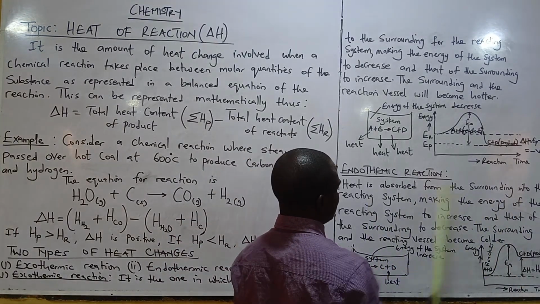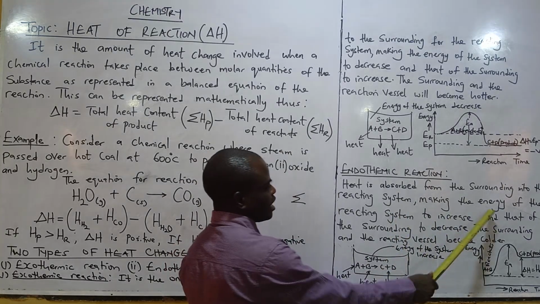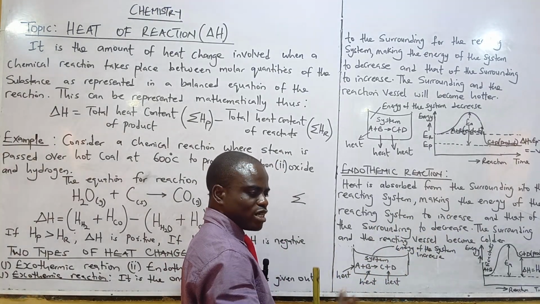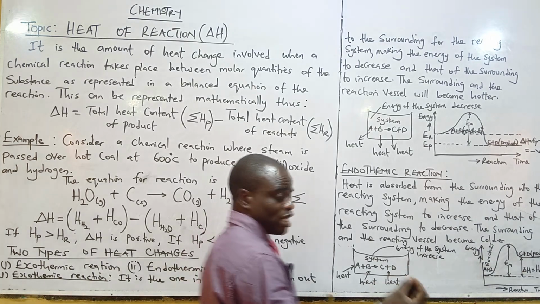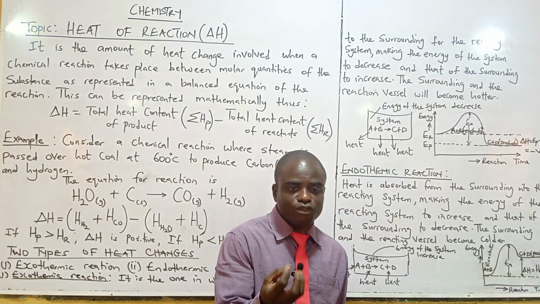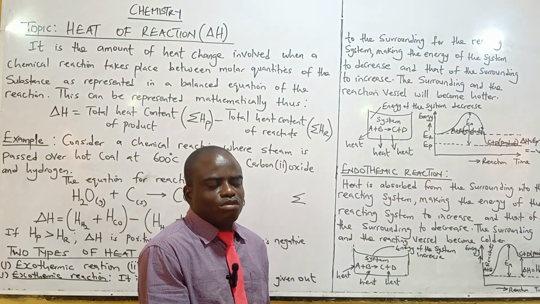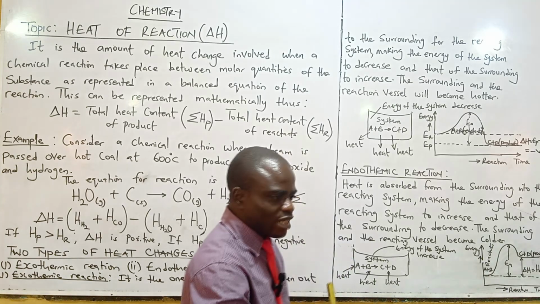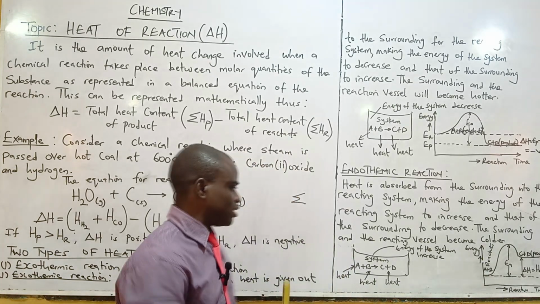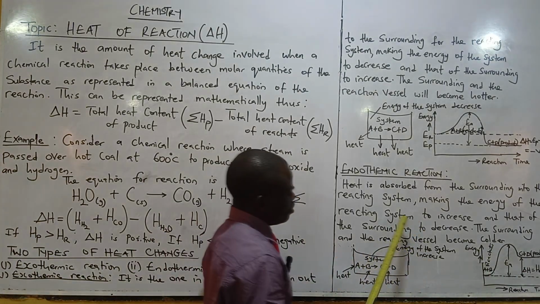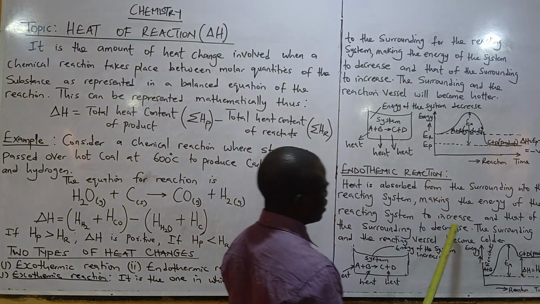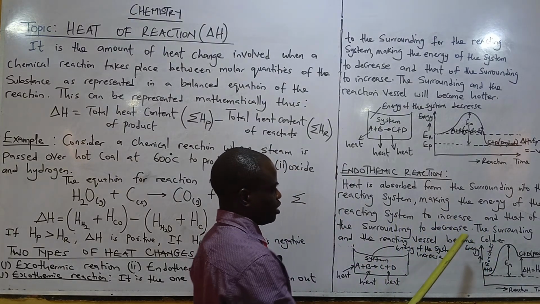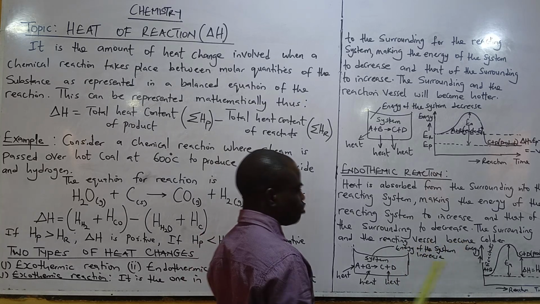Heat is absorbed from the surrounding into the reacting system, making the energy of the reacting system increase. When you touch the ice block, before it becomes very cold, it is chilled. But when you leave it in the container for some time, after gaining the heat, you see that it starts melting, the temperature starts increasing. That's it. Making the energy of the reacting system increase and that of the surrounding decrease. The surrounding and the reacting vessel become colder.